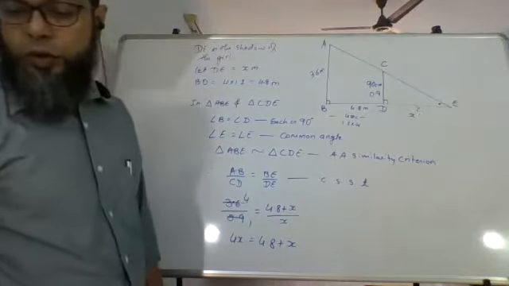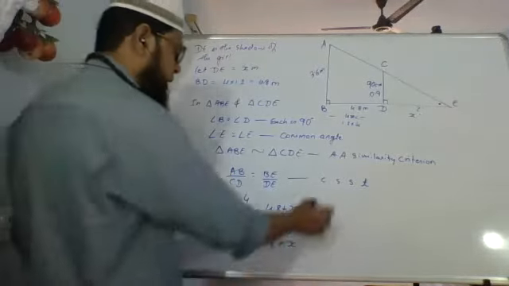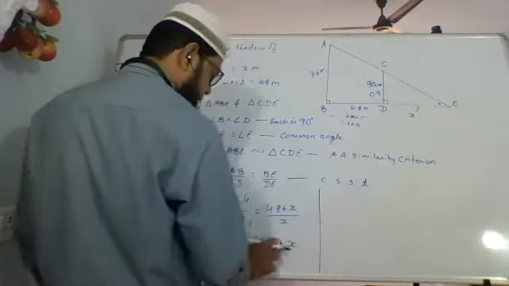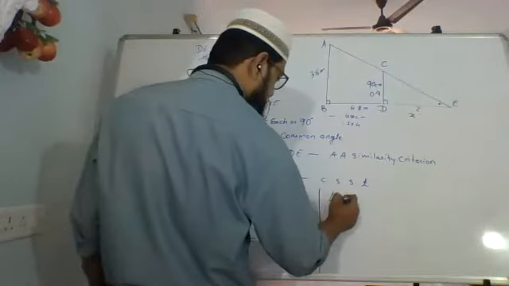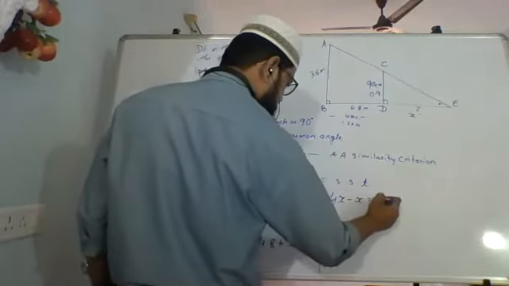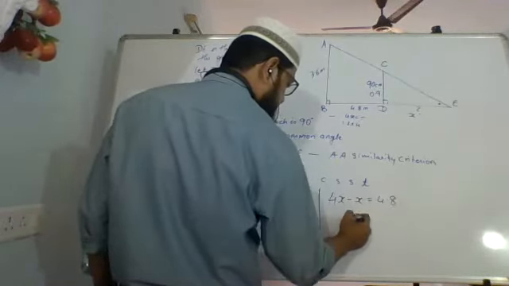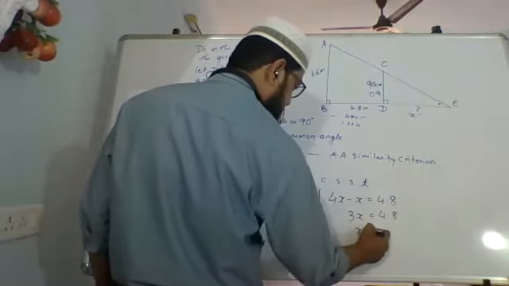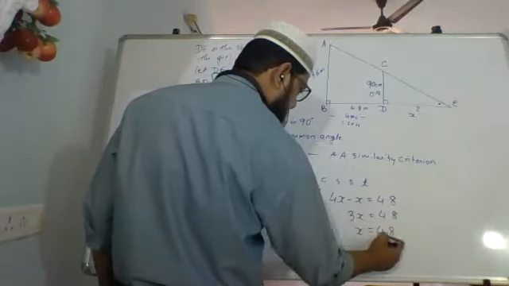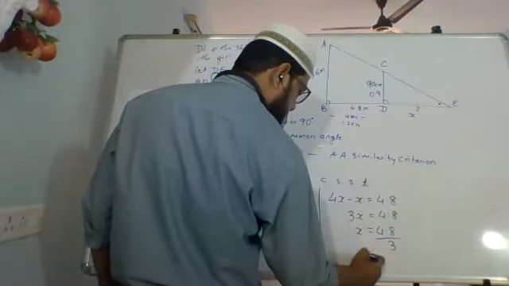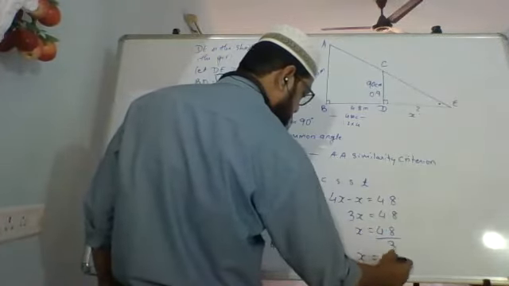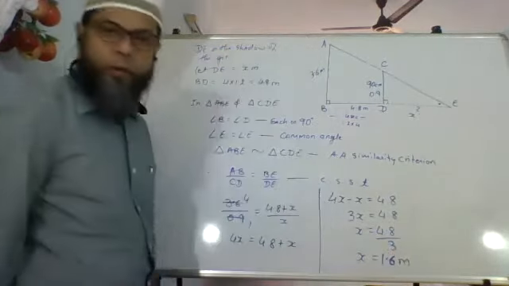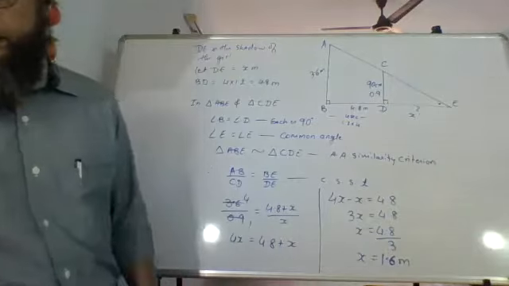4X equals to 4.8 plus X. Okay, so 4X minus X equals to 4.8. 3X equals to 4.8. X equals to 4.8 upon 3. X equals to 1.6 meters.